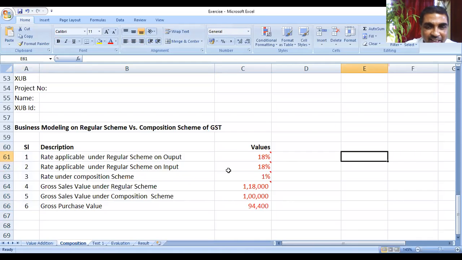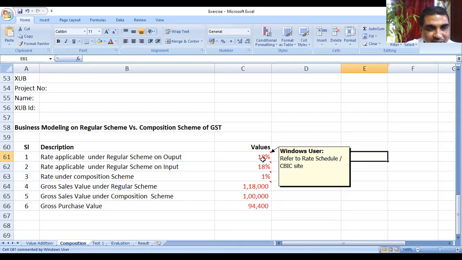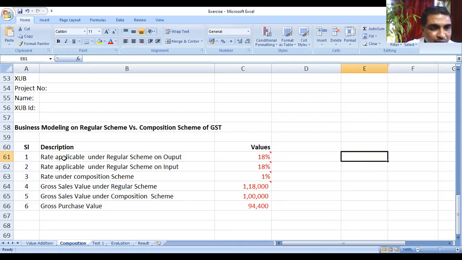Let us say the GST rate we have to fill up because it keeps on changing. We have to refer to the schedule. And for the regular scheme, what is the GST applicable? Sir, you did add a comment on the gross sales value under the regular scheme, but I think the comment should be on the composition scheme, right? Yeah, that could be better.